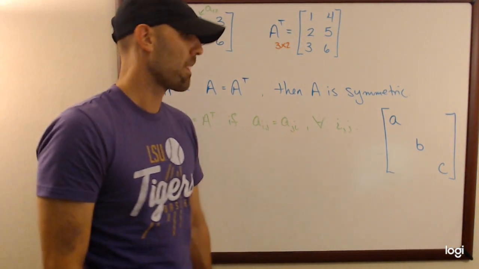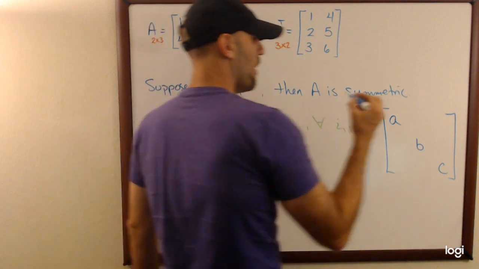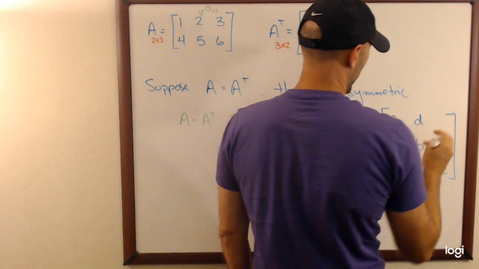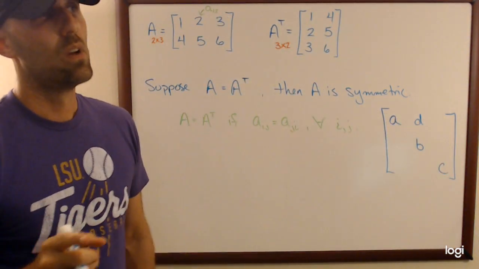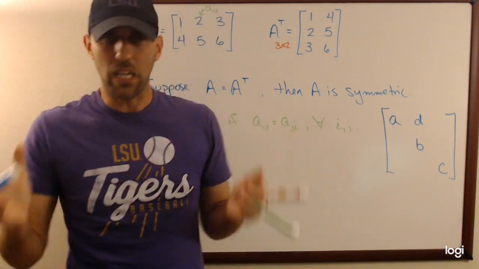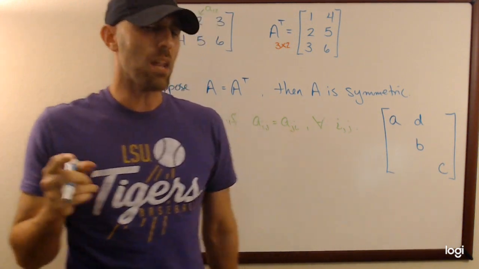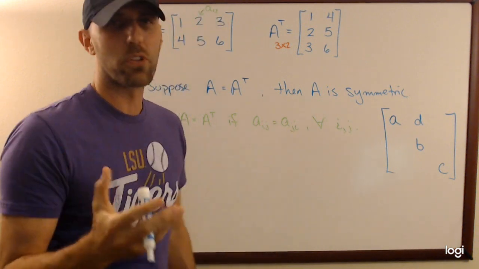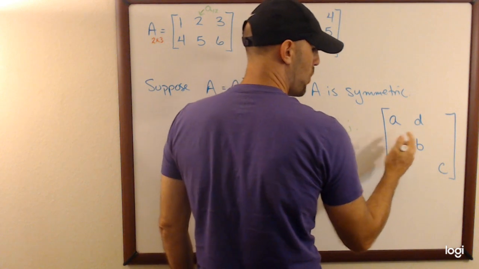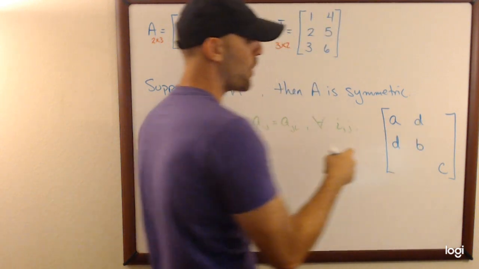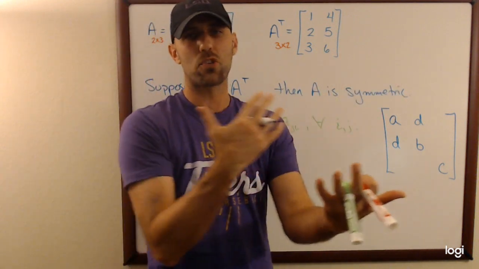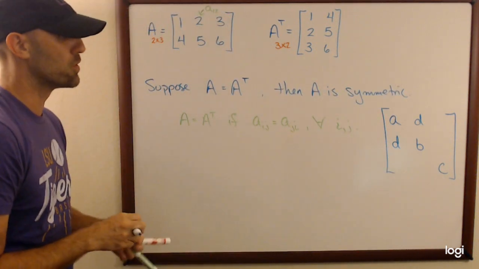Now, let's look at the 1, 2 entry. Again, I can make that whatever I want. However, once I make the 1, 2 entry, let's say D, it's got to be the same as if I took the transpose. And when I take a transpose, the 1, 2 element is going to move to the 2, 1 position. So this one also has to be D, right? Those have to be the same so that when I take a transpose, the values won't change.